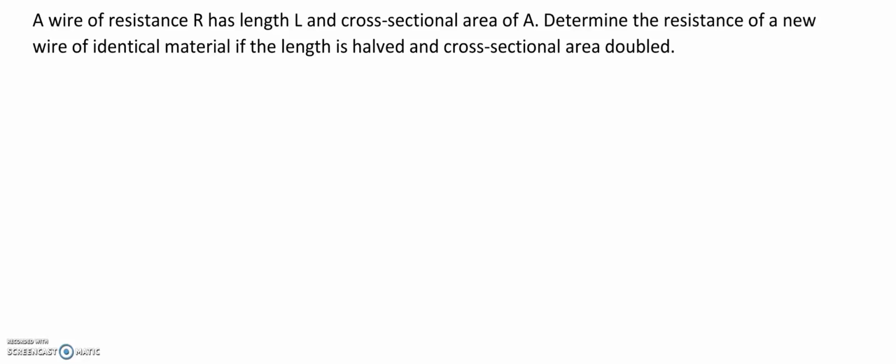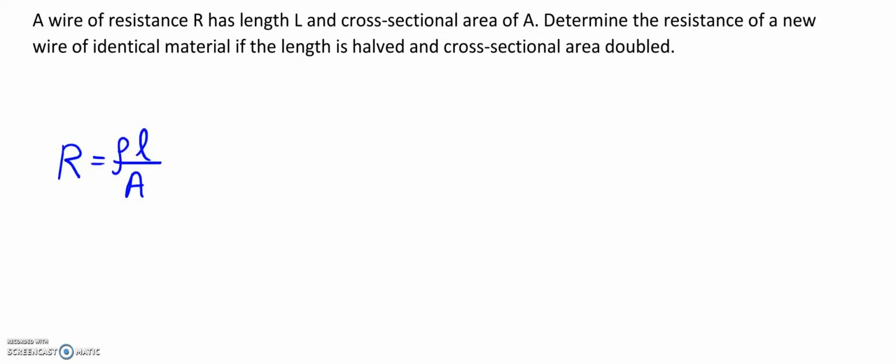Okay, everybody. This question is actually on resistivity. Whenever we have a question on resistivity, you should remember that the formula given is R equals rho L over A, where R is the resistance, rho is the resistivity, L is the length, and A is the cross-sectional area. Alright, so let's begin.